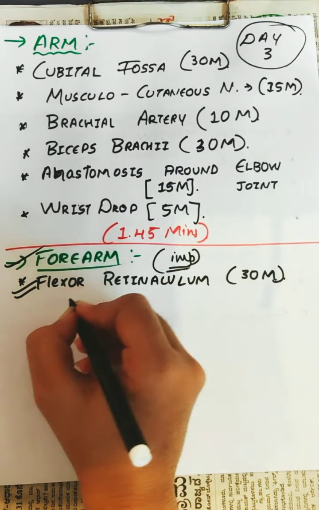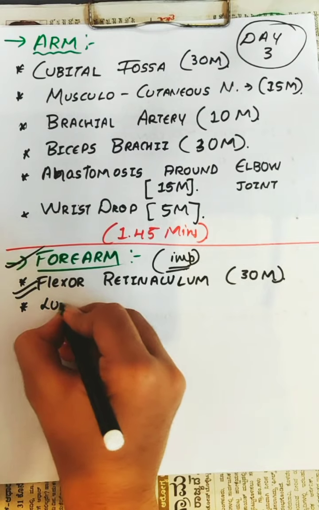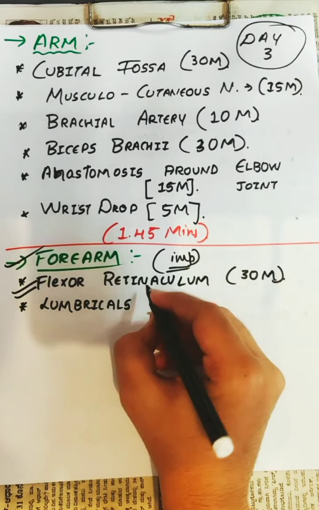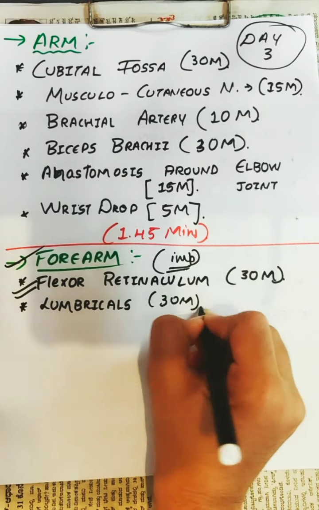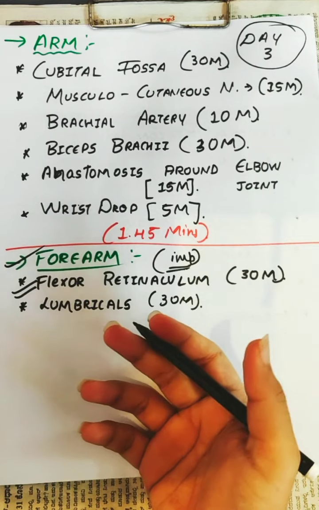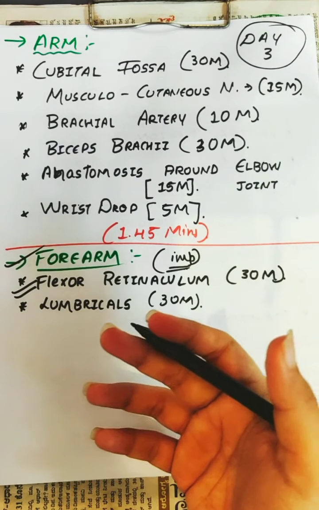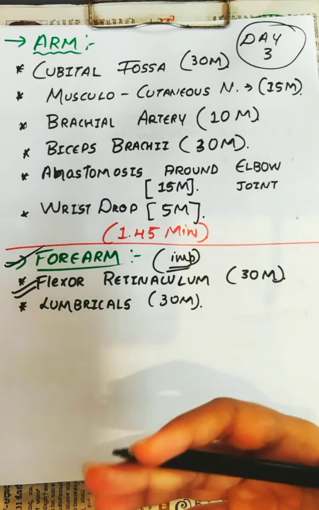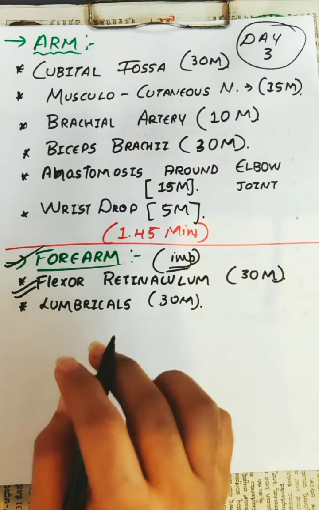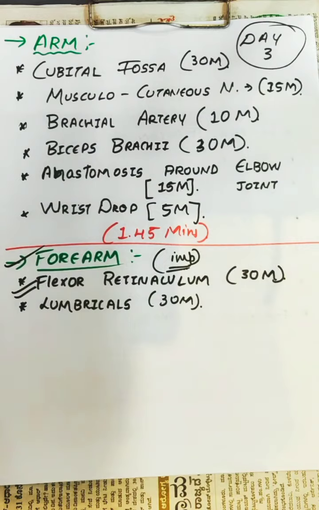The second question is the lumbricals. Lumbricals is also quite an important question, take half an hour. So you have to study its attachments, nerve supply, what is its importance, what are its actions, and what are the applied aspects, where should we apply these muscles. So study the lumbrical topic thoroughly. It's a quite important topic.